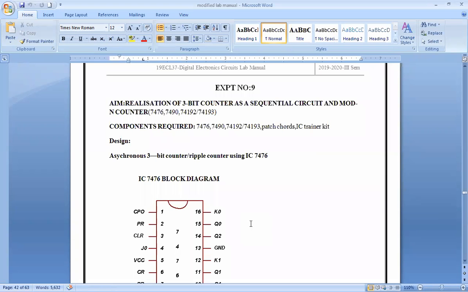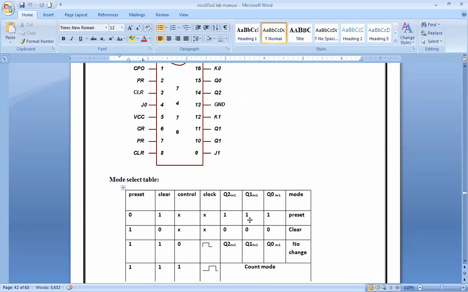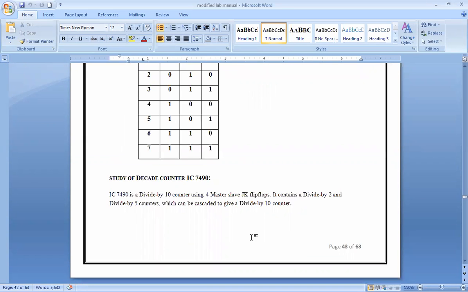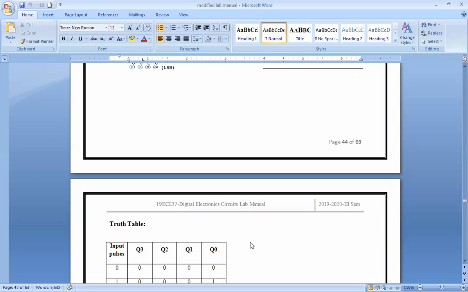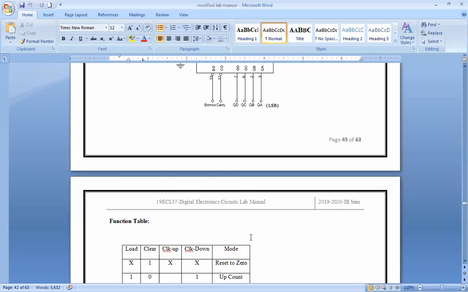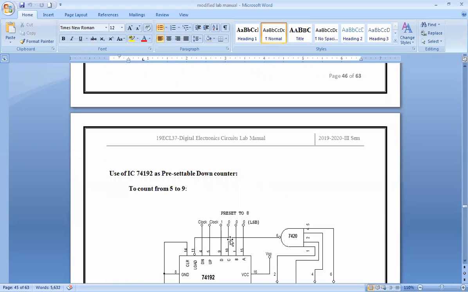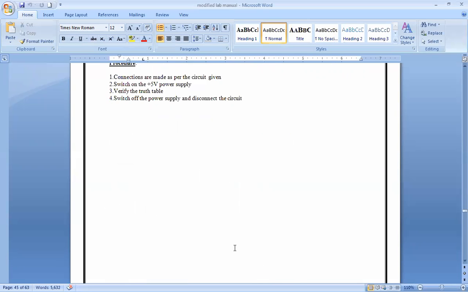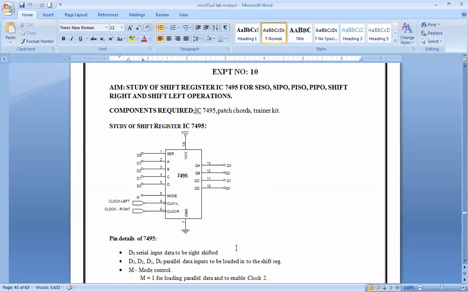So these counters and all this mod counter and all, you will be able to understand after understanding this shift registers. That's why I shifted to experiment number 10. Later we will do 9. Understood? Yes, sir. Okay then.